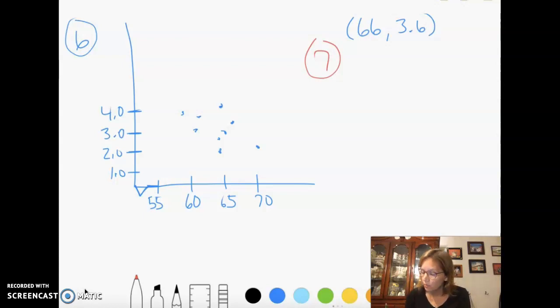Okay, let's refresh our memories. Remember, a positive relationship goes up. A negative relationship goes mainly down. And then no relationship is just going to be random dots all over the place. So which graph does this most closely look like? I'm going to go with option 3. No relationship.